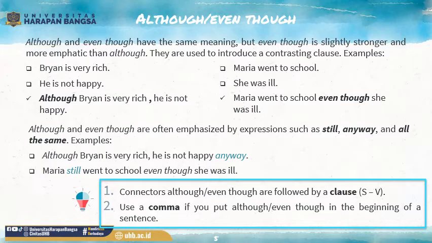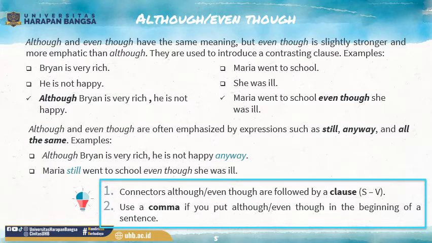Okay. Second example, Maria went to school even though she was ill. Kita fokus pada klausa atau kalimat yang diawali dengan even though. Setelah even though ada subjek she dan verb atau predikat was. Jadi ingat ya, kalau kita mau pakai although dan even though, maka di belakangnya harus ada klausa. Berarti ada subjek dan verb.